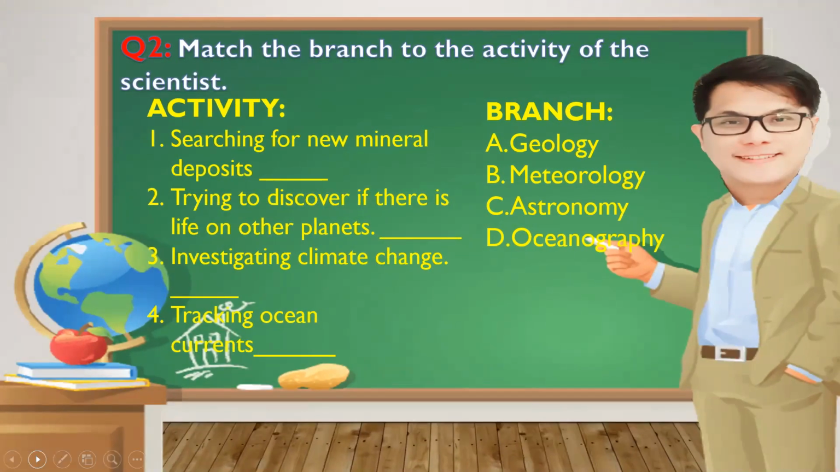Question number 2. Match the branch to the activity of the scientist. Activity number 1, searching for new mineral deposits. 2, trying to discover if there is life on other planets. 3, investigating climate change. And 4, tracking ocean currents. The same thing, just write your answer after the statement.